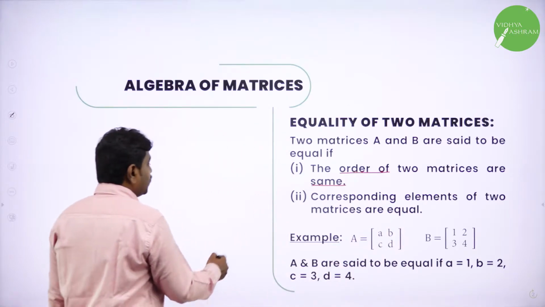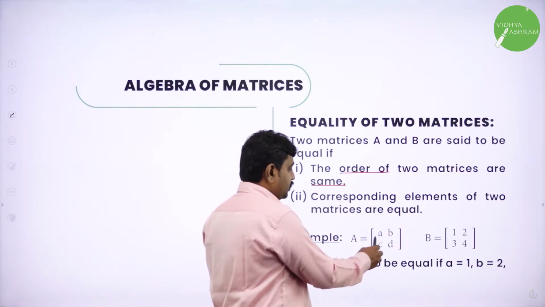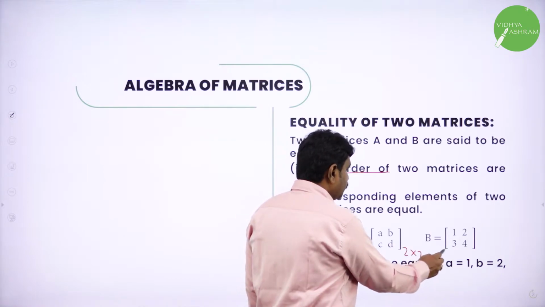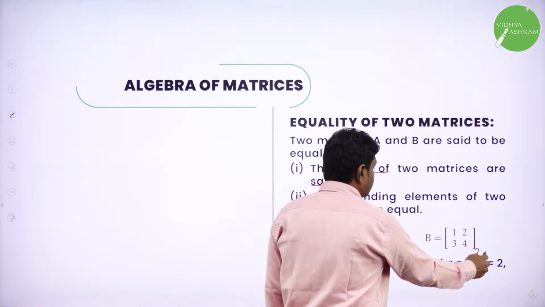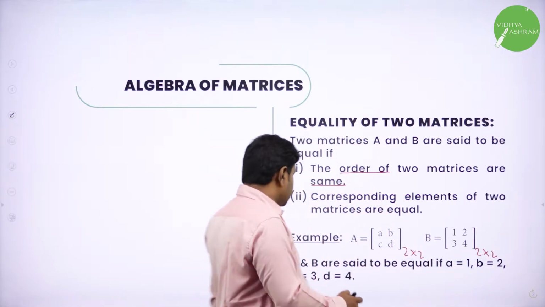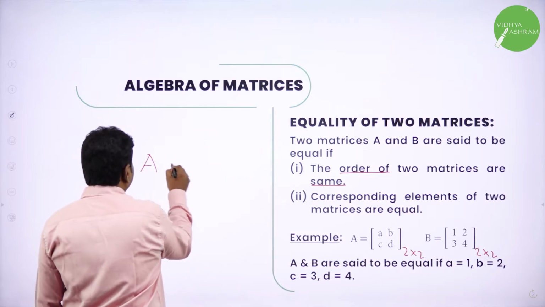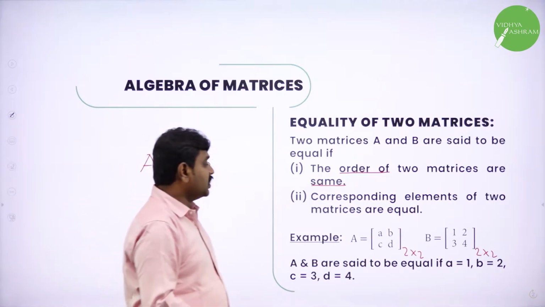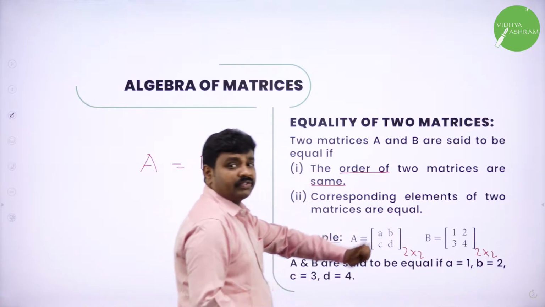For example, I have given here A, B, C, D. What is the order? 2 cross 2. B, 1, 2, 3, 4. What is the order? 2 rows, 2 columns. They have same order. And if I say A matrix is equal to B matrix, this is possible if corresponding elements are same.